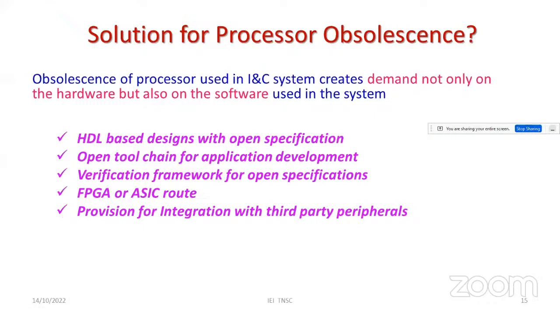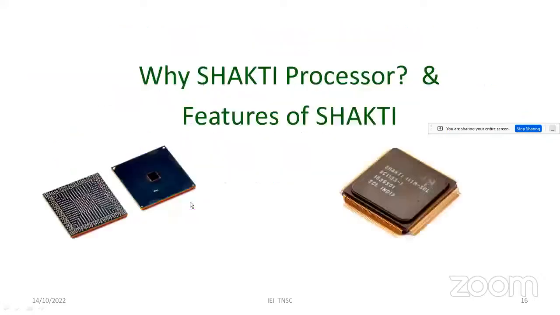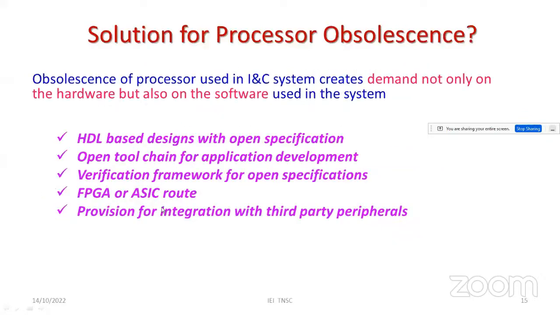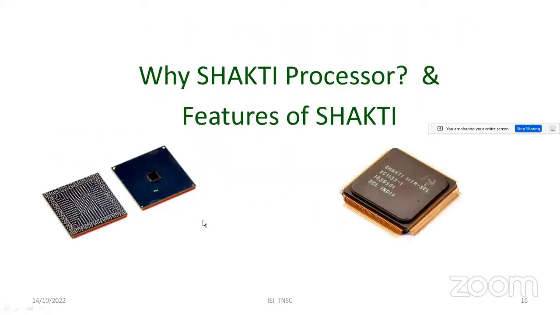Then what is the solution for processor obsolescence? The processor is the heart of any INC system. So obsolescence of the processor used in an INC system creates demands not only on the hardware, but also on the software used in the system. So we have to go for HDL, hardware description language based designs with open specification, open tool chain for application development, and a complete verification framework for open specifications. We have to take the FPGA or ASIC route. Then there should be a provision for integration with third-party peripherals.